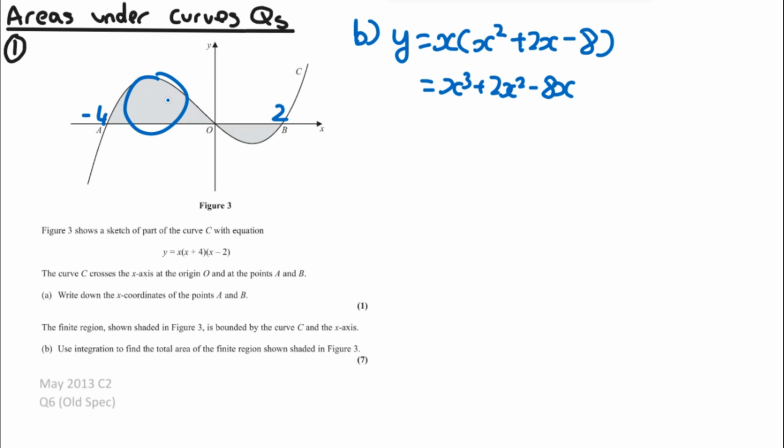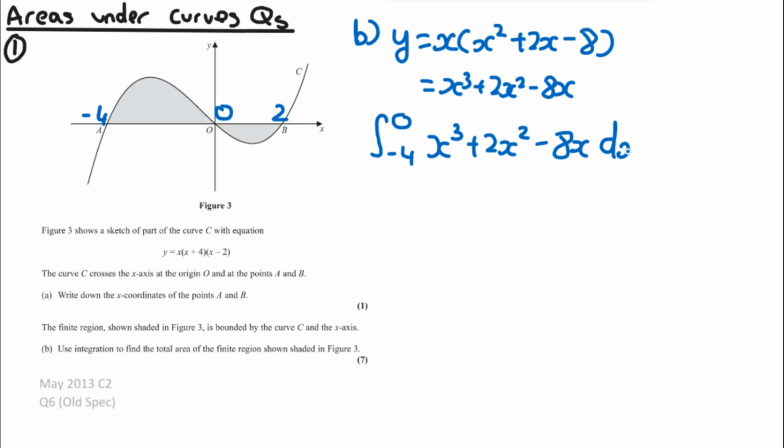So let's start with this one. This goes from -4 to 0, remember this is 0, so we want to integrate between -4 and 0 this function here, x to the power of 3 plus 2x squared minus 8x, dx.